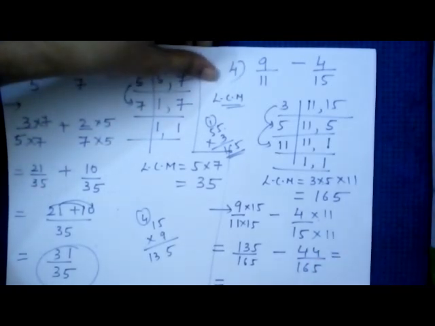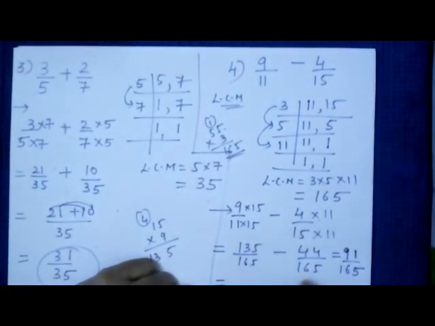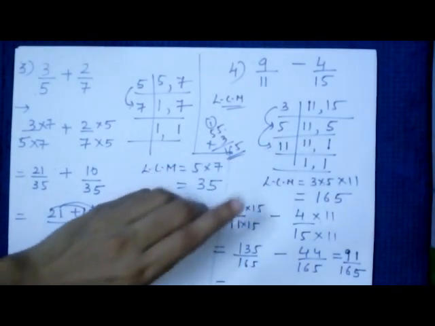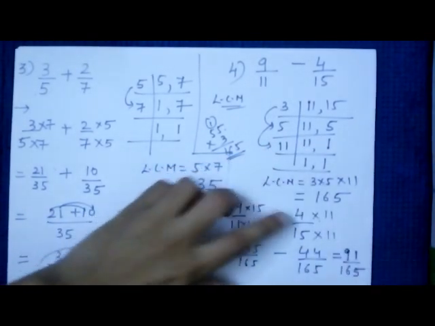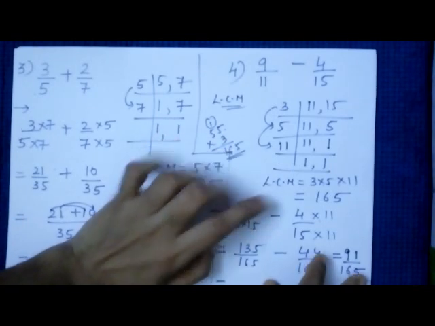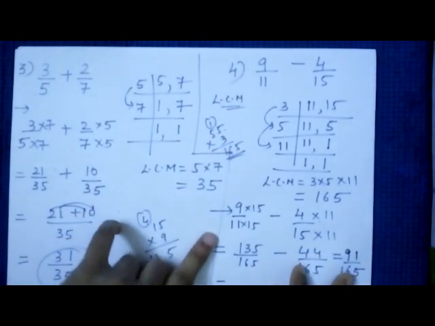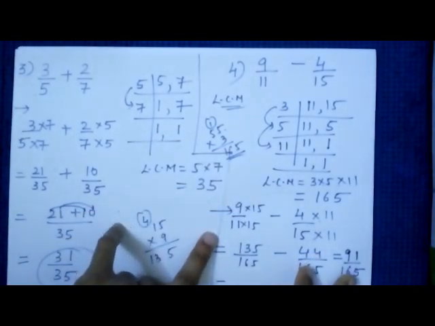So 135 minus 44 will be how much? Let us write over here. 5 minus 4 will be 1 and 13 minus 4 will be 9. So 91 upon 165. This will be our answer of the fourth one. Hope you understood when the denominator or the LCM is greater, how to find out the number with which we will multiply. So this was our fourth sum.